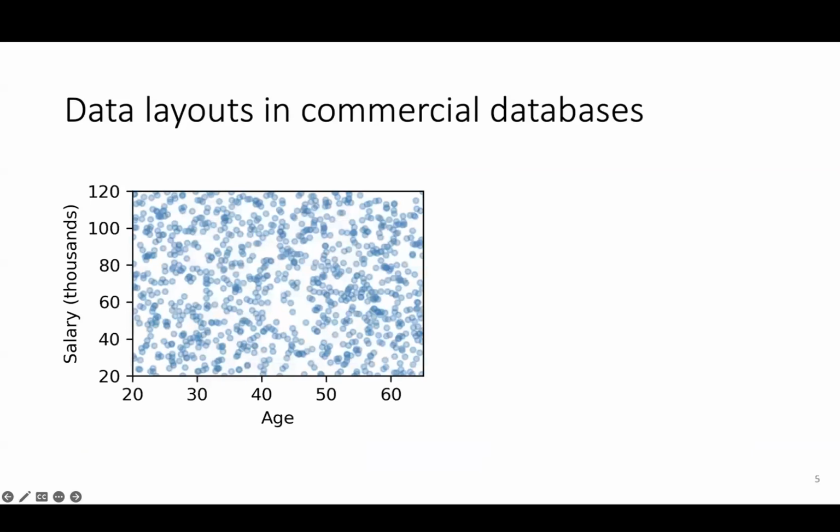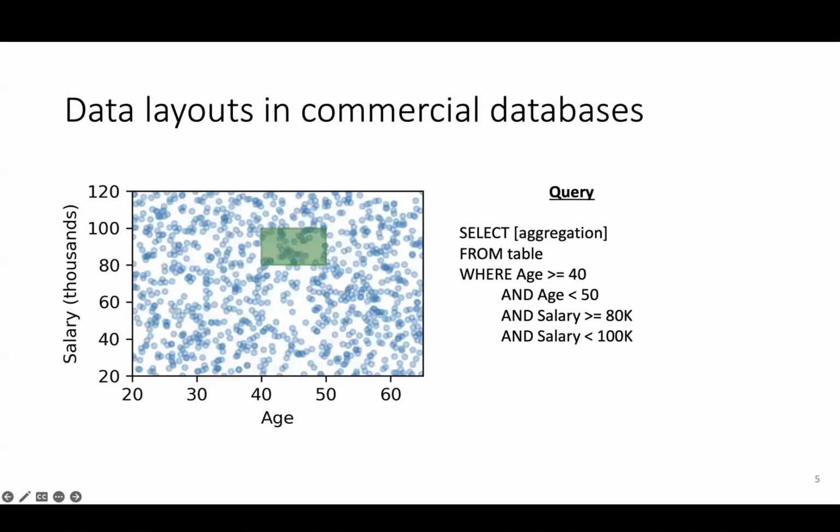Now, let's say a user wants to run this query. Compute some aggregation over all points that satisfy the given filter. And to execute this query, we essentially need to find all points inside the green rectangle. The simplest way to do that is through a full table scan, but that results in a lot of extra scanning over points that are not relevant, which I've shaded in red. And this extra scanning hurts performance.